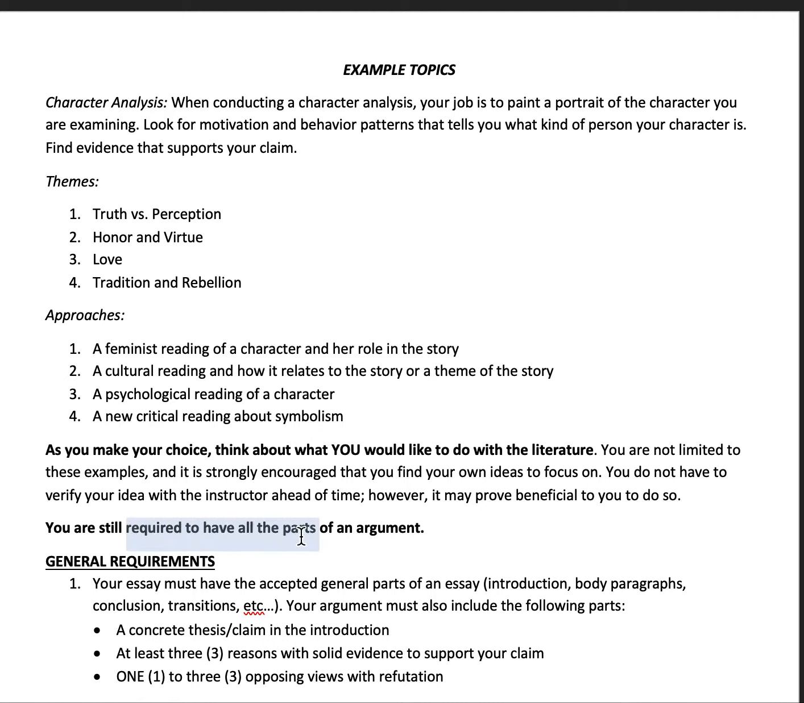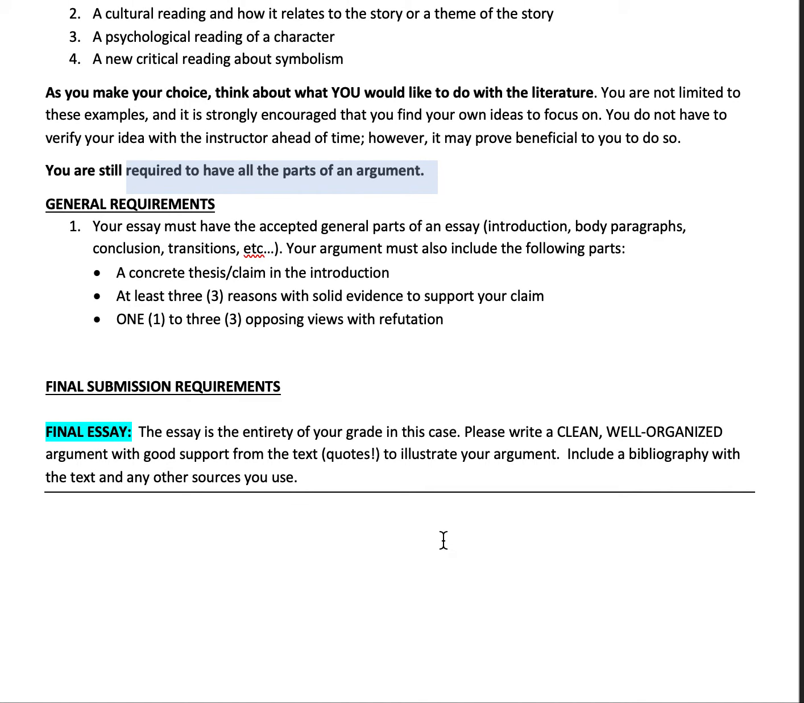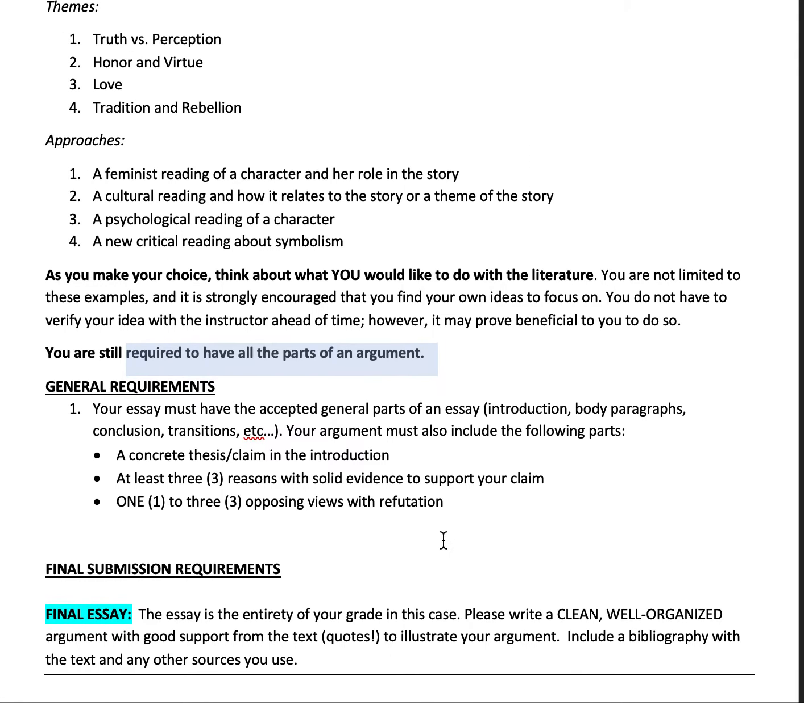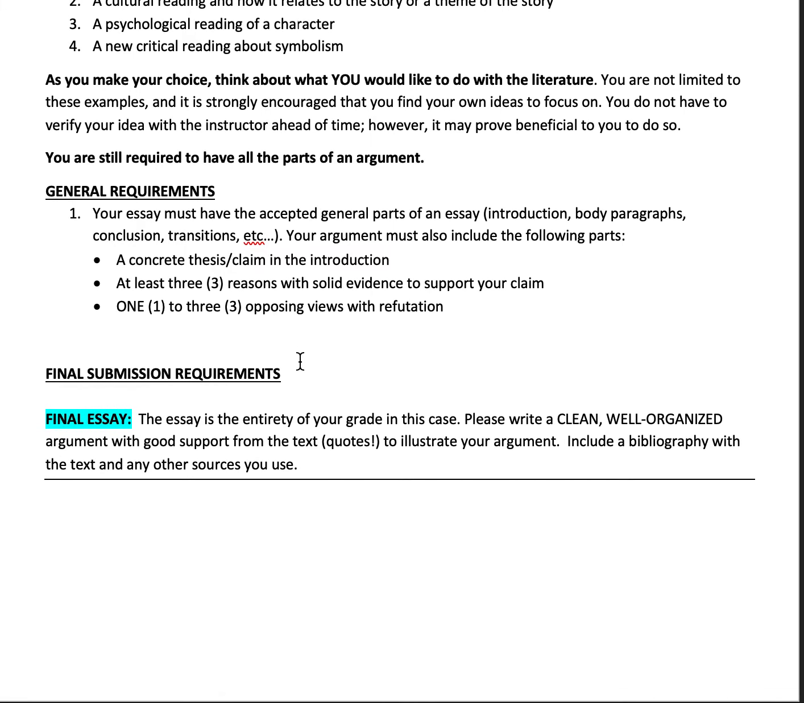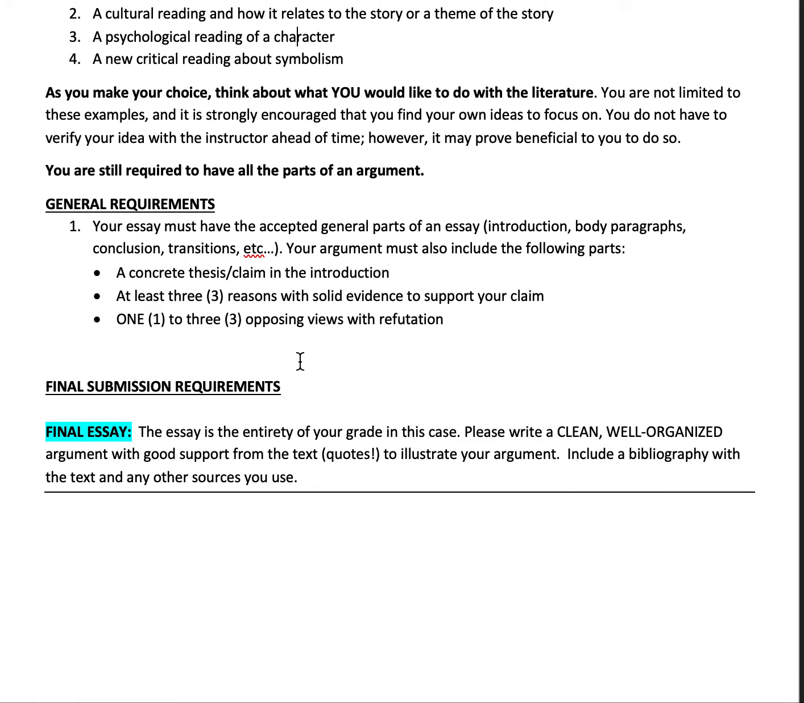Again, you're still required to have all the parts of an argument. It's just talking about literary analysis. So you're talking about the story. You're still making an argument. For example, if I'm arguing that truth is just a matter of perception, that there is no such thing as truth, and I'm showing how the characters demonstrate that in the story, then that's an argument in and of itself. And that would be my claim, my thesis claim.